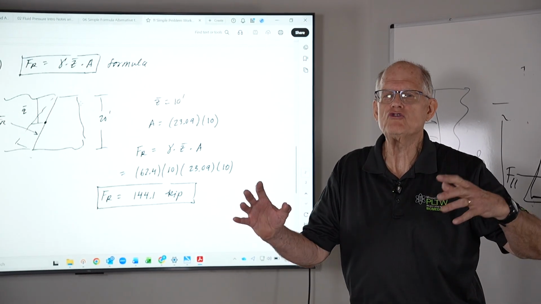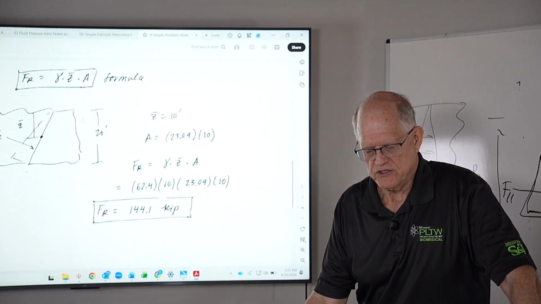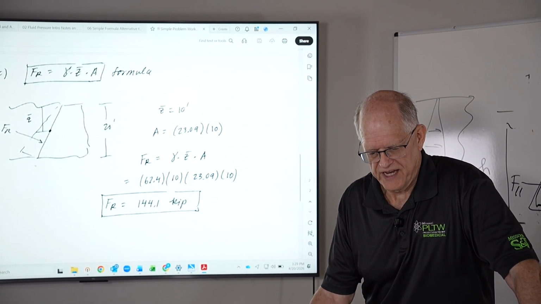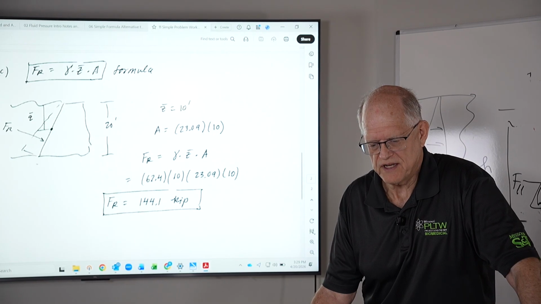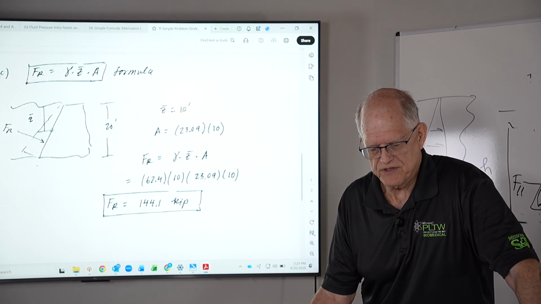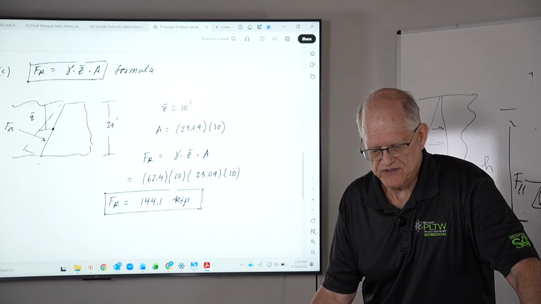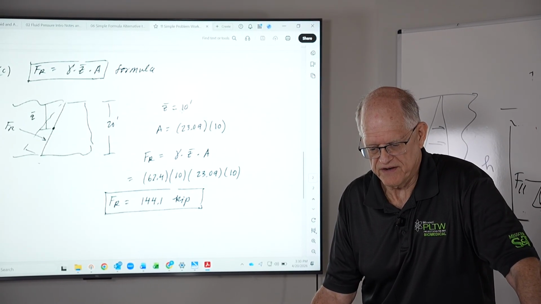And so these are tools in your toolbox, different techniques that you can use. So FR is equal to gamma times Z bar times A. Z bar is the depth to the center of the stem. And if this is 20 foot deep, the center is 10. So Z bar is 10.